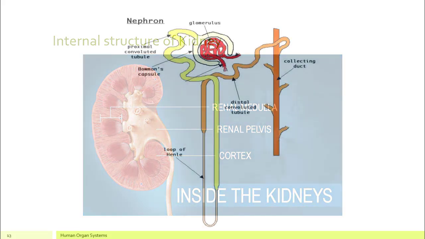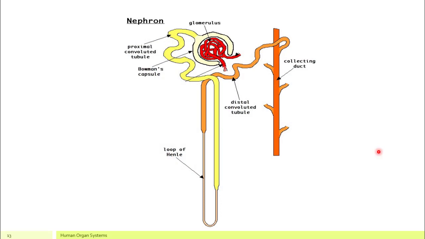Then we have studied about the main functional unit of kidney, which is nephron. This nephron is further divided into two important structures, which are called renal corpuscle and renal tubule. First of all, the renal corpuscle consists of a tuft of blood capillaries which is called glomerulus. This glomerulus is then enclosed by a capsule which is called Bowman's capsule. So this is the first part of nephron.